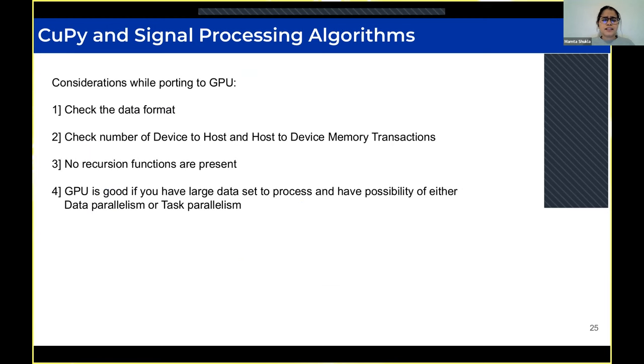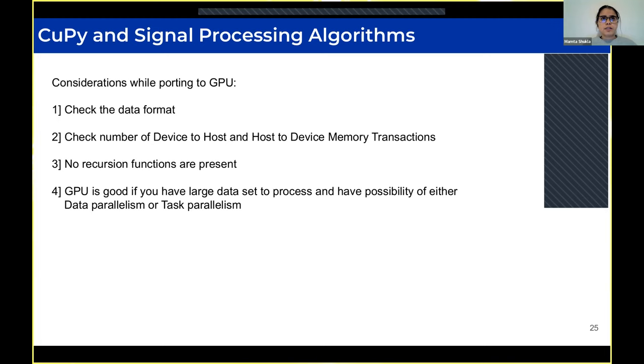So there are a few of the considerations I was looking into when I wanted to port this algorithm to GPU. First we developed and tested it on CPU, but since we had the constraint of using thousands of channels plus processing time has to be within 1 second, we decided to go with the GPU. For moving to GPU, what I did was to first check what data format we have, because GPU supports float 64 and float 32. So it's very important to decide on your data format and then proceed ahead.